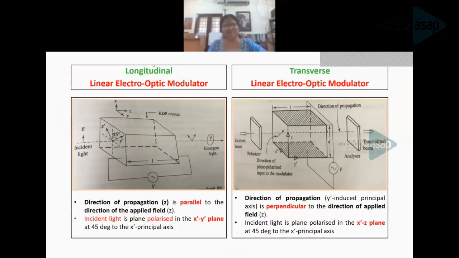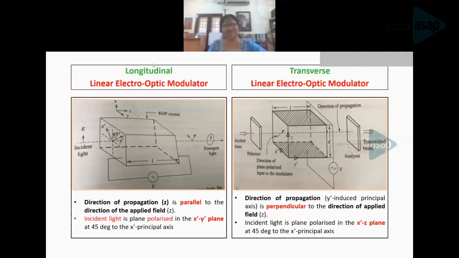Okay, these are the major things that you have to remember in longitudinal configuration. And in the transverse configuration, you can see Y prime is the propagation direction, and the electric field is applied along the Z direction, and input light is polarized along this direction, that is X prime Z direction.